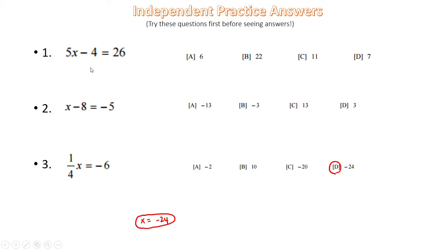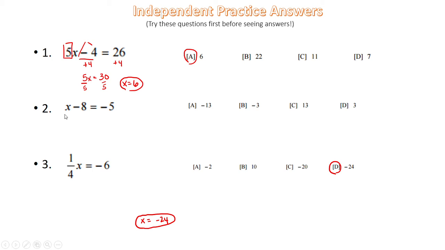So the first question, we would want to set up our rectangle and our triangle. The rectangle is 5, the triangle is -4, so we're going to do +4 on both sides. If we do +4 with the 26, we're going to get 5x equals 30, and then we're going to divide as our last step. Okay, so 30 divided by 5 becomes 6. So your answer should have been A.